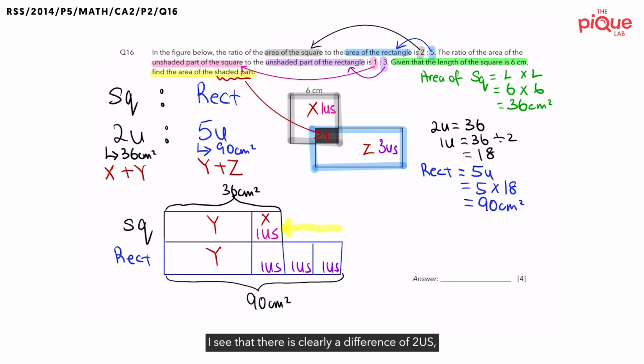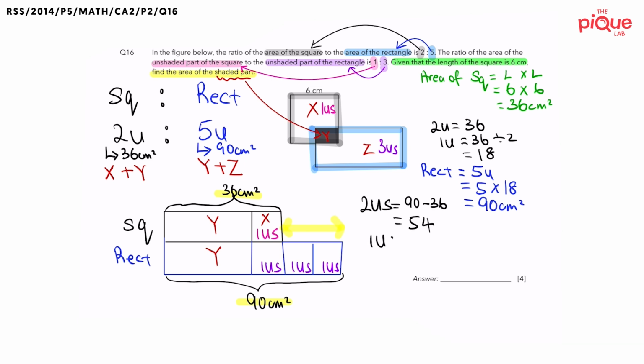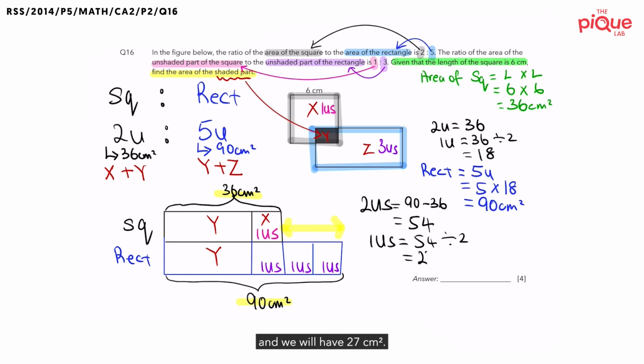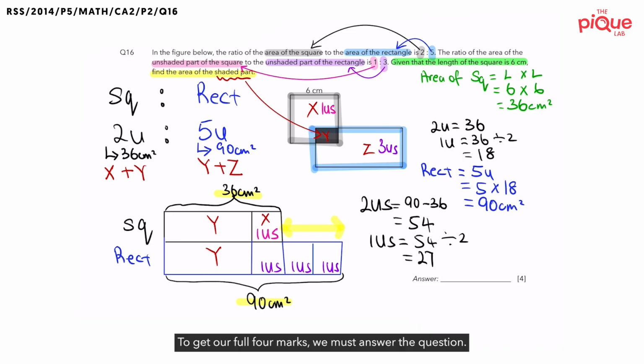I see that there is clearly a difference of 2 US, as noted by the yellow lines. And this 2 US is also the difference between the area of the rectangle and the area of the square, giving us a difference of 54 cm square. To find 1 US, we just need to take 54 divided by 2, and we will have 27 cm square. To get our full 4 marks, we must answer the question.